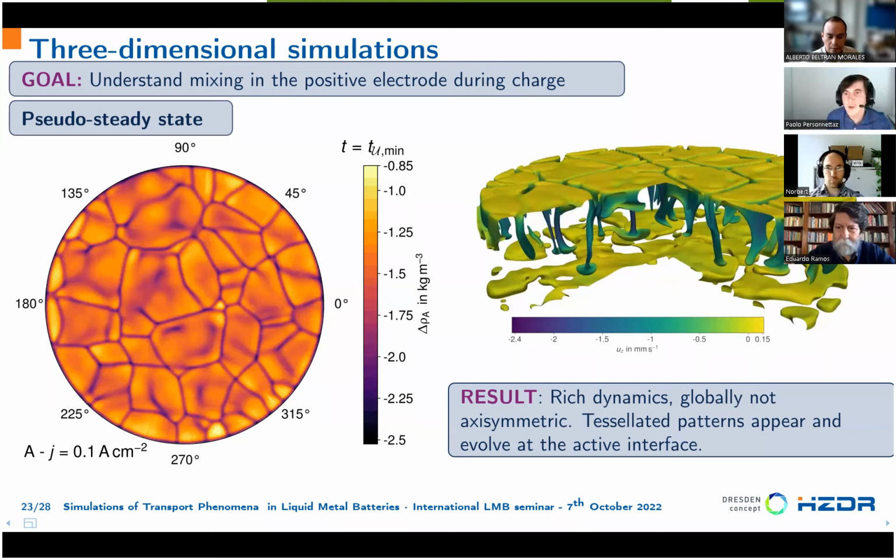Thank you. But only with the non-uniform current distribution, let's say, that naturally emerges from the battery, the electrovortex flow is relatively weak. Thank you.